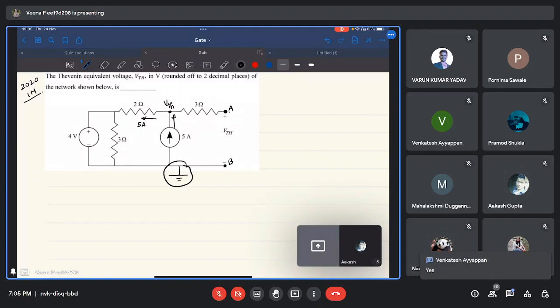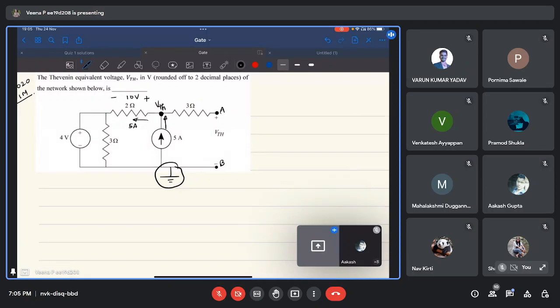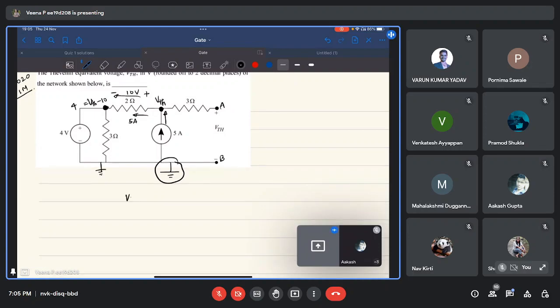Yes, ma'am. So 5 ampere, you know that current always flows from high potential to low potential. So VTH is higher potential, that's why current is flowing in this direction. There will be a drop of 5 times 2, that is 10 volts, across 2 ohm. So potential at this point is VTH. A 10 volt is dropped across 2 ohm, so the potential at this point is VTH minus 10. Now you observe that the potential at this point is the same as 4 volts because this is ground potential. Potential at this point is 4. So VTH minus 10 is 4, or VTH is 14 volts, which is the answer.